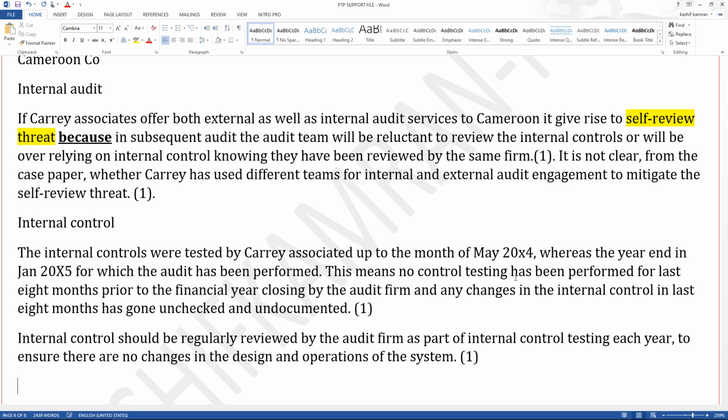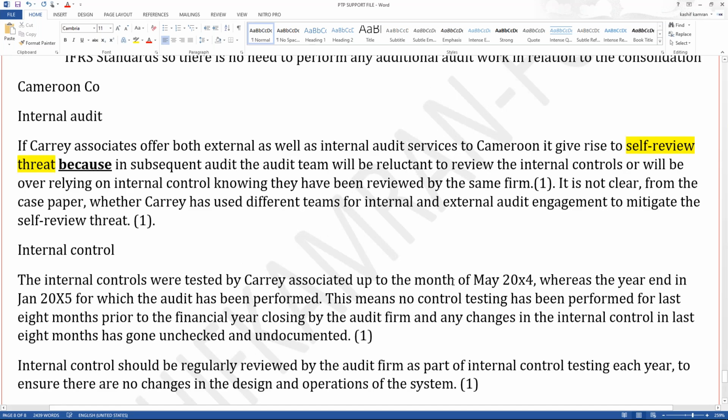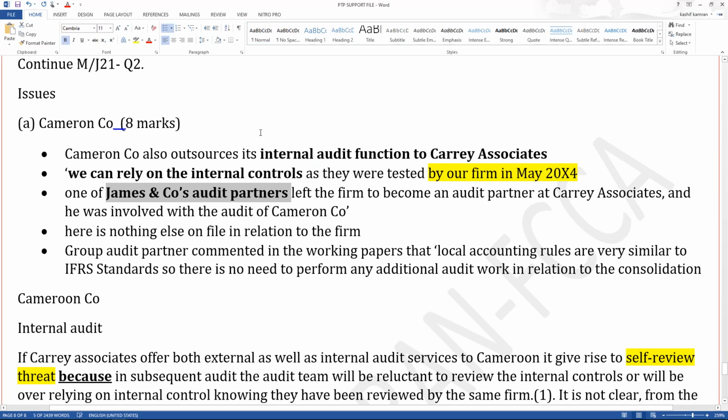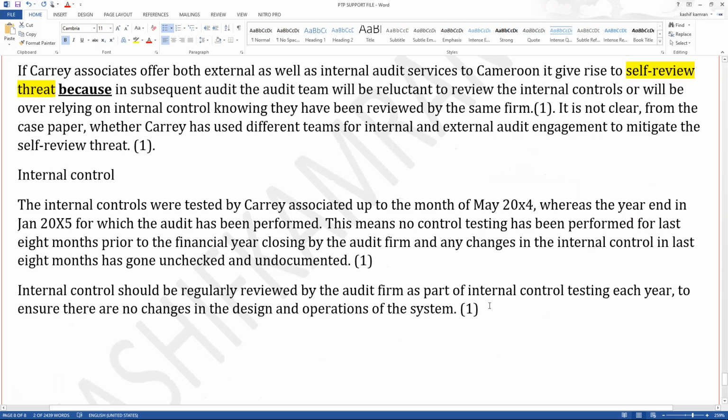Okay, let's look at the last problem, because I need to read another case with you. There was another problem that one of James' audit partners has left and joined Kerry Associate. I hope you all recall that from the session yesterday, because there was a break between day 2 and day 3, but I hope you recall. One of James' company audit partners, which is a group auditor, has left the firm to become an audit partner at Kerry, and he is involved with the audit of the Cameroon company. Now we know that gives rise to a self-review threat.